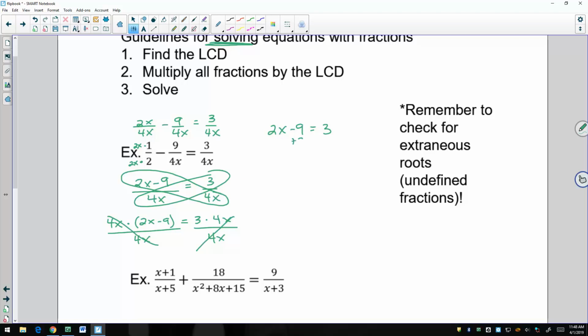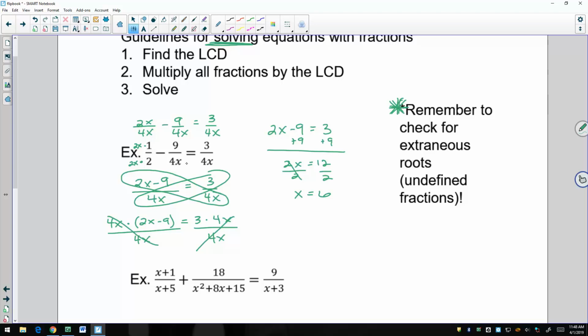So now you're going to add 9 to the other side. 2x equals 12. Divide by 2, x is 6. Now, the problem is you need to check. If you want to make this a bigger star so you remember to do this, you need to check, because with fractions, it's usually when you get two answers for x that you definitely need to check them, because one of them or both of them may not work.